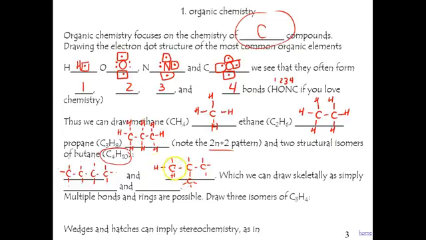1, 2, 3, 4, 5, 6, 7, 8, 9, 10. Hey, this works. This is reasonable. This is called butane. This is called isobutane. And so these are called structural isomers. They're both C4H10.